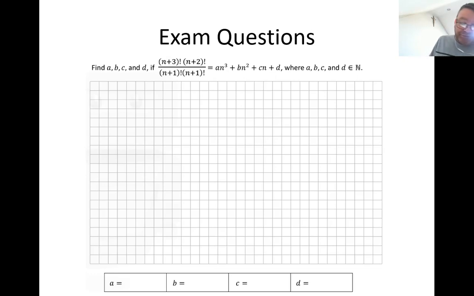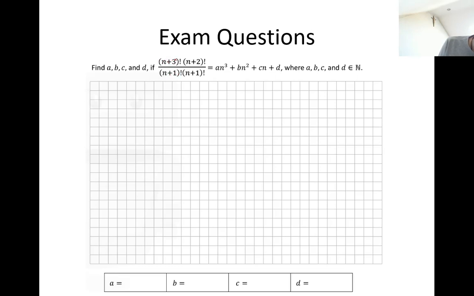Find A, B, C, and D if n plus 3 factorial times n plus 2 factorial over n plus 1 factorial times n plus 1 factorial is equal to the cubic. Okay, so in other words, what they're asking to do here is work with these factorials. What does n plus 3 factorial mean? N plus 3 factorial means n plus 3 multiplied by every other natural number below it. Now, n plus 1 factorial is in there, so keep that in mind.